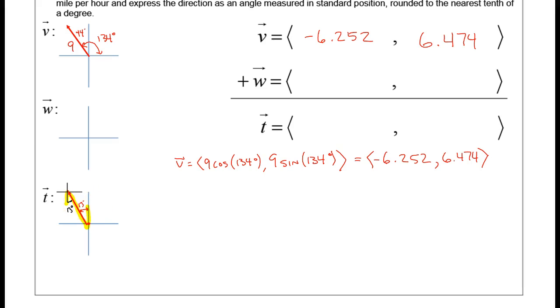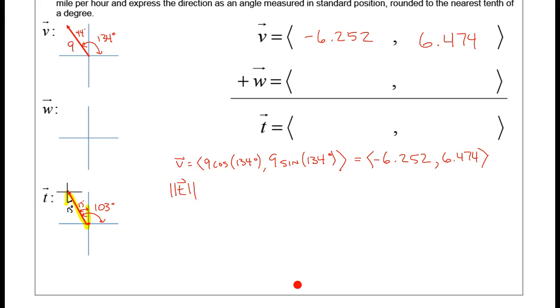If I want to find out that total angle in standard position, I have to add 90 to that. And I'll need that in just a second, so I'm going to go ahead and write that in my picture here. That's 103 degrees. 103 degrees is the angle measured in standard position. Now let's figure out the magnitude of the true vector.